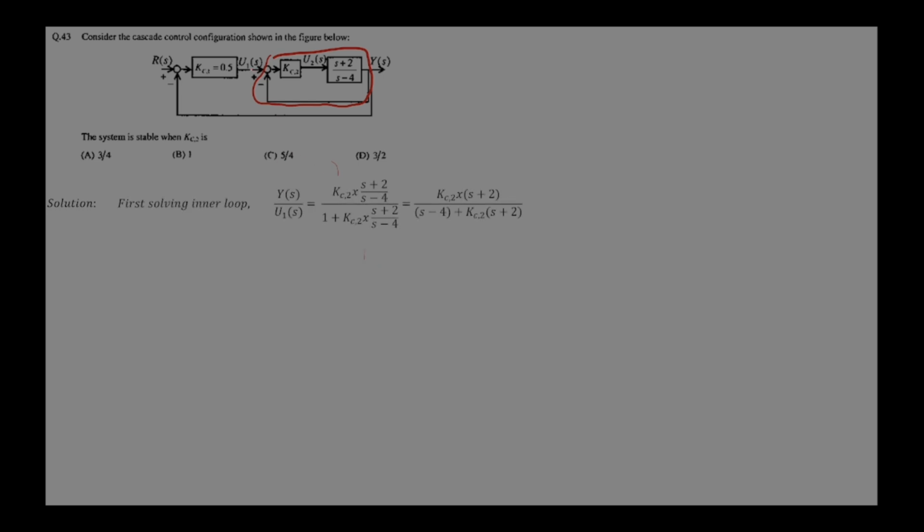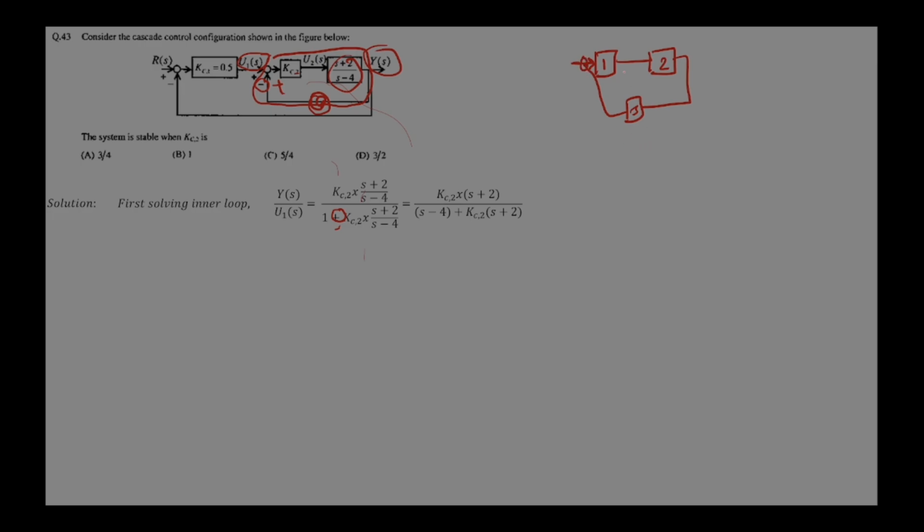For the inner loop, Ys upon U1s. This is for the inner loop. And if there is minus, then there will be plus, and if there is plus, there will be minus. So Kc2 into S, Kc2 into this, upon 1 plus Kc2 into this, into whatever else is there, like 1, 2, 3 going here. Okay, everything.